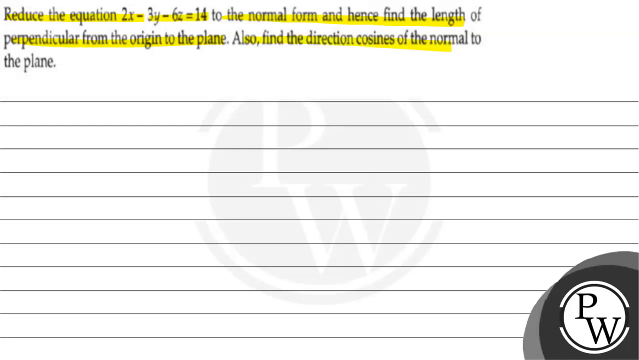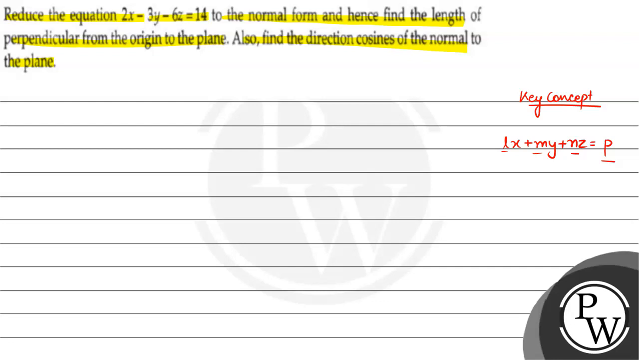Also we have to find the direction cosines of the normal to the plane. हमें डायरेक्शन ऑफ कोसाइंस भी निकालने हैं. ठीक है, तो हम क्या करेंगे, सबसे पहले हम कार्टीजियन इक्वेशन की कॉन्सेप्ट डिस्कस करते हैं. इसकी एक बेसिक इक्वेशन होती है lx plus my plus nz equal to p, where l, m and n are the direction cosines and p is the length of the perpendicular from the origin.